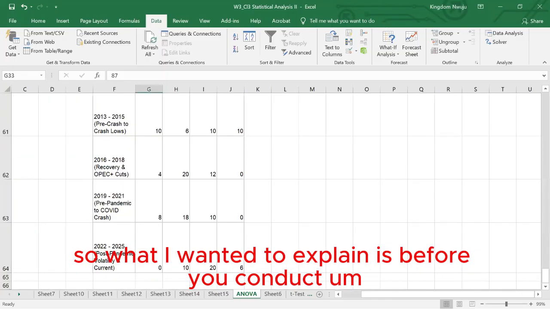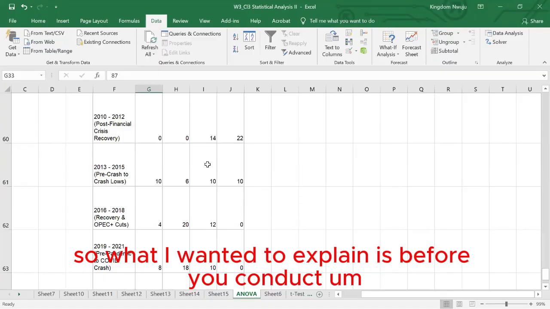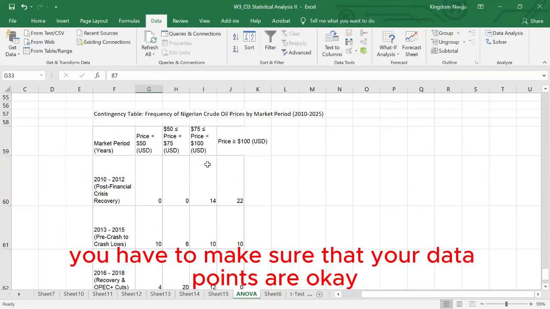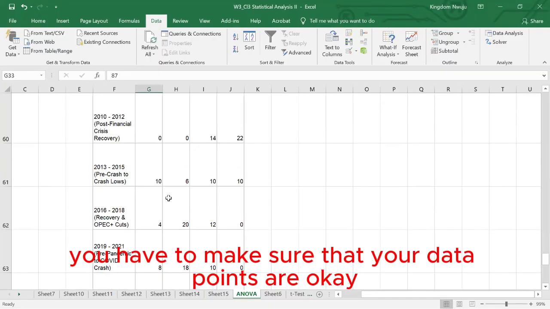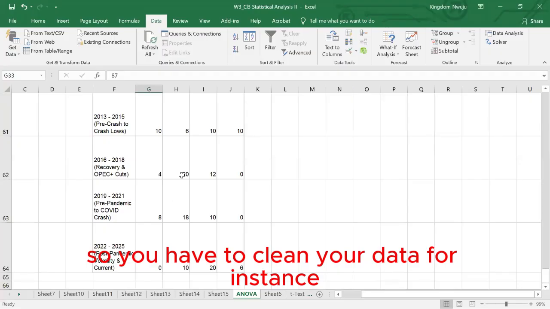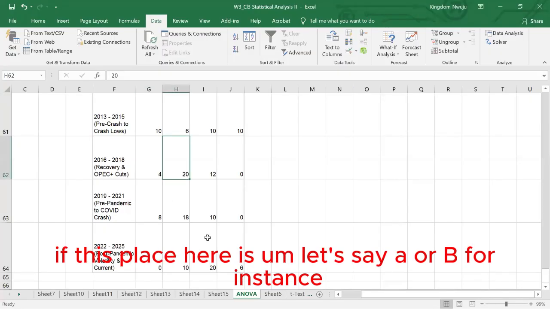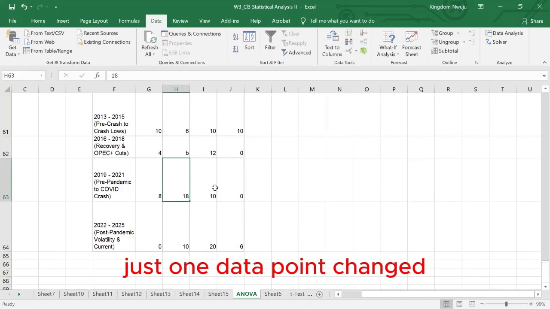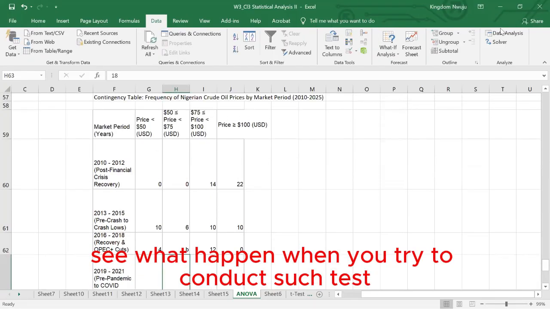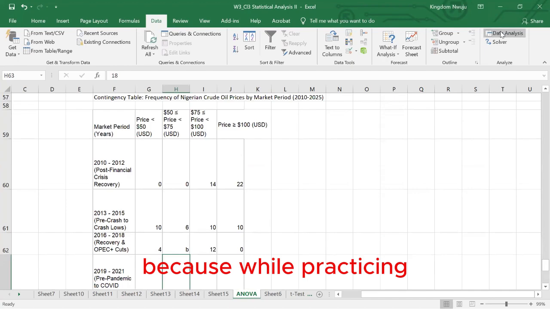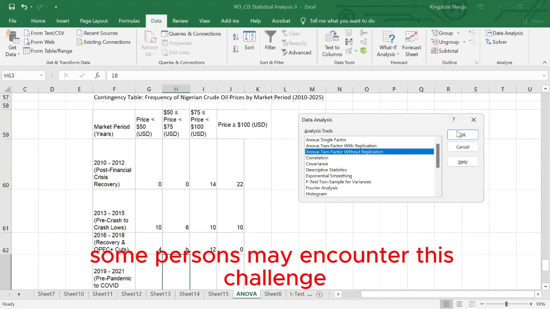So what I wanted to explain is, before you conduct this analysis, you have to make sure that your data points are okay. So you have to clean your data. For instance, if this place here is, let's say, A or B, just one data point changed. See what happens when you try to conduct such tests, because while practicing, some persons may encounter this challenge.